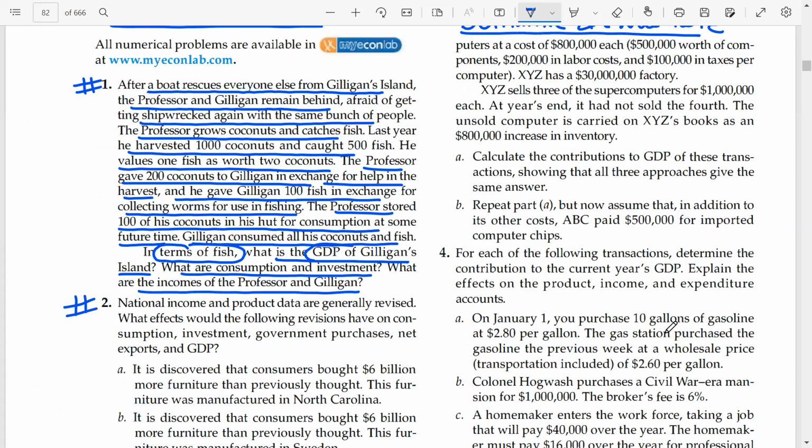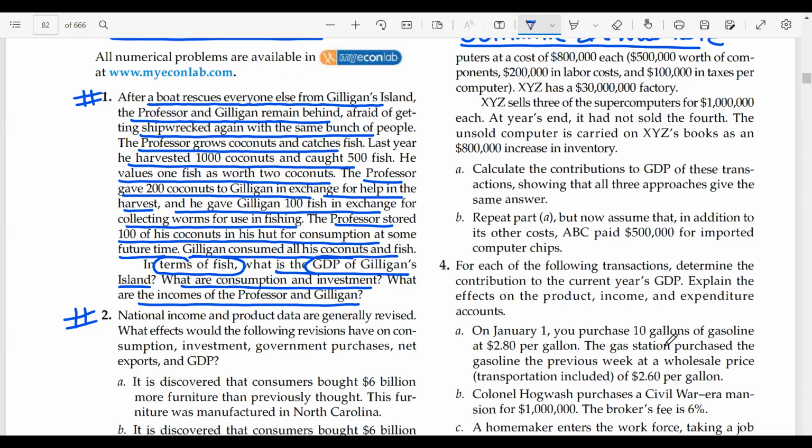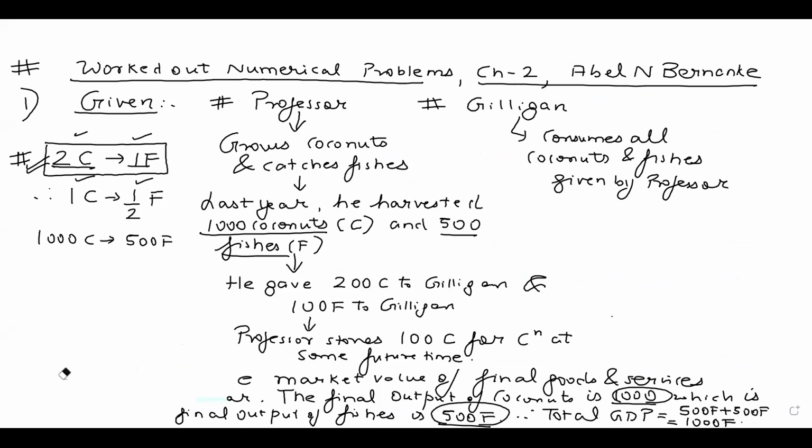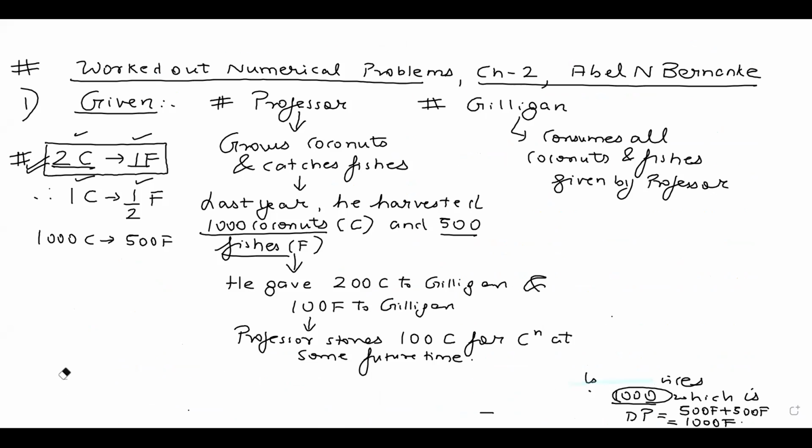Now, what are the consumption and investment? So let's look at consumption first of all. So I am erasing this particular part now. We have answered the first part. Let's look at how much is the consumption now. So if we solve for the B part, what is the consumption? So we need to find out what are the consumptions of coconut and fishes.